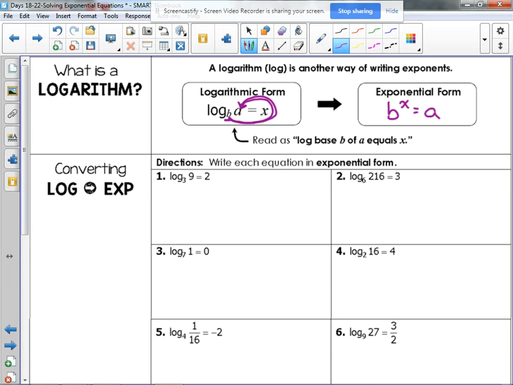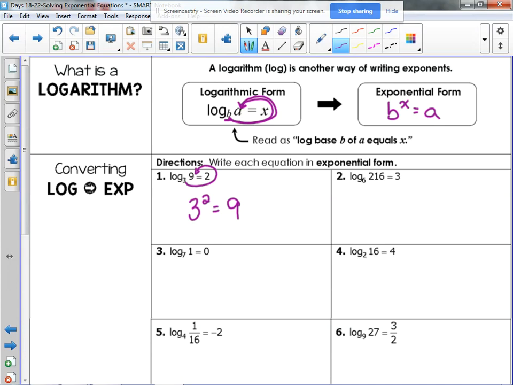It'll make more sense tomorrow and next week, but for right now, this is all you need to know. So we're going to take these logarithms and write them in their equivalent exponential form. If we use the swoop, 3 to the second power is equal to 9. We're okay with that statement, right? We know that 3 squared is equal to 9. Another way of saying that is that log base 3 of 9 is equal to 2. They say the exact same thing, just different forms.